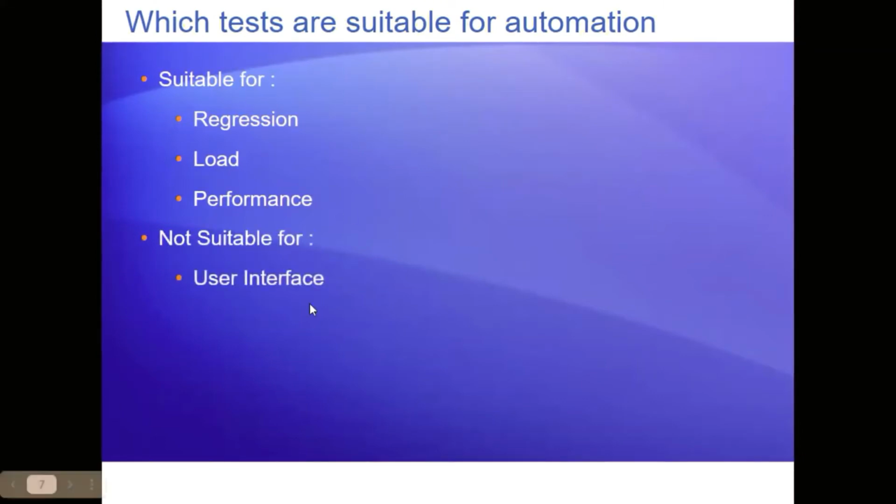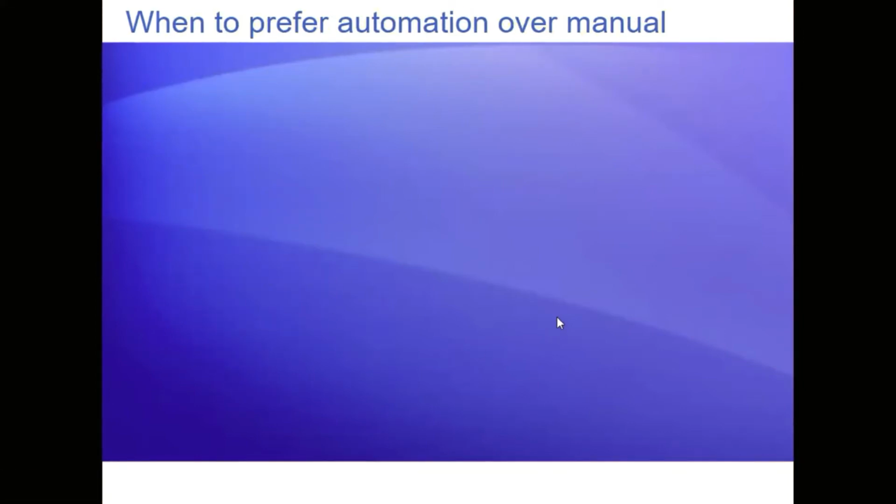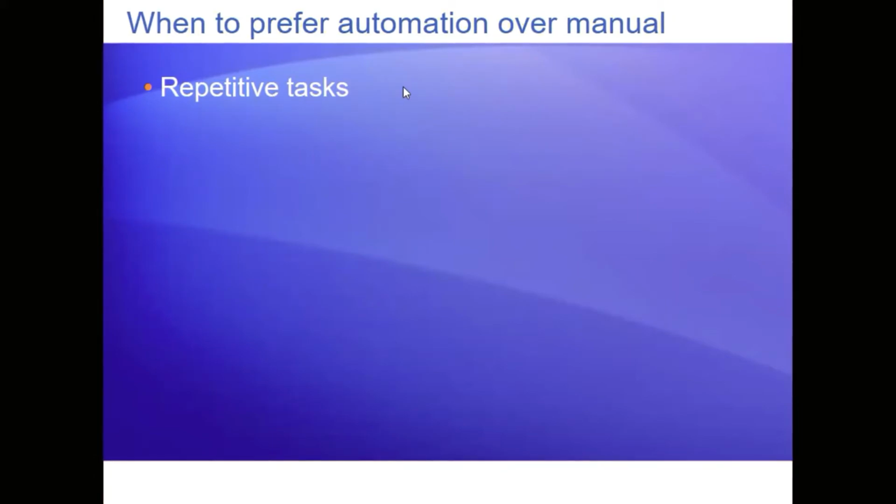It is not suitable for user interface testing, exploratory testing, and ad hoc testing. For these three types of testing, automation is not suitable. When to perform automation over manual? If it is a repetitive task, like we need to run a smoke test on a daily basis. We have 100 tests, and we need to perform the smoke test daily. We need to repeat the same thing every day, right? So for this type of tests, we'll do the automation.